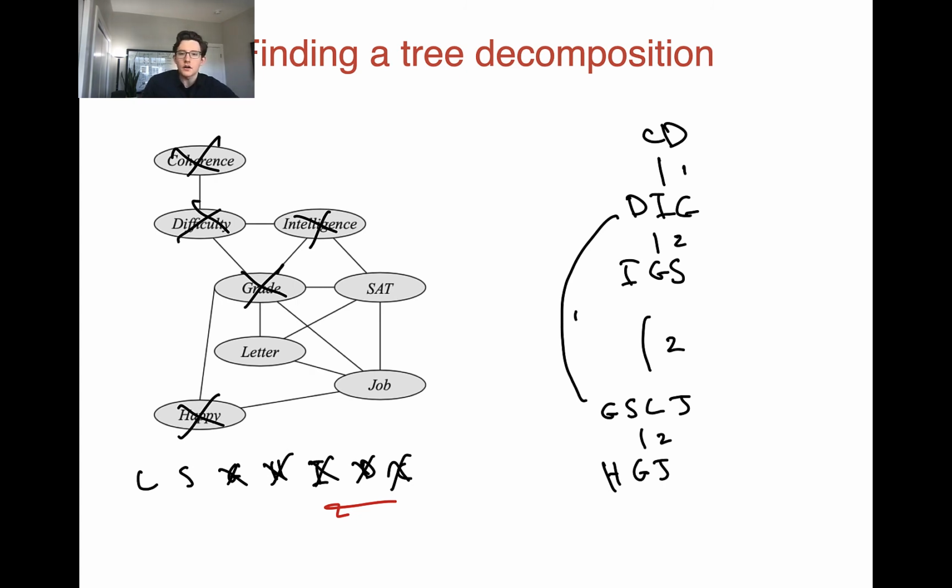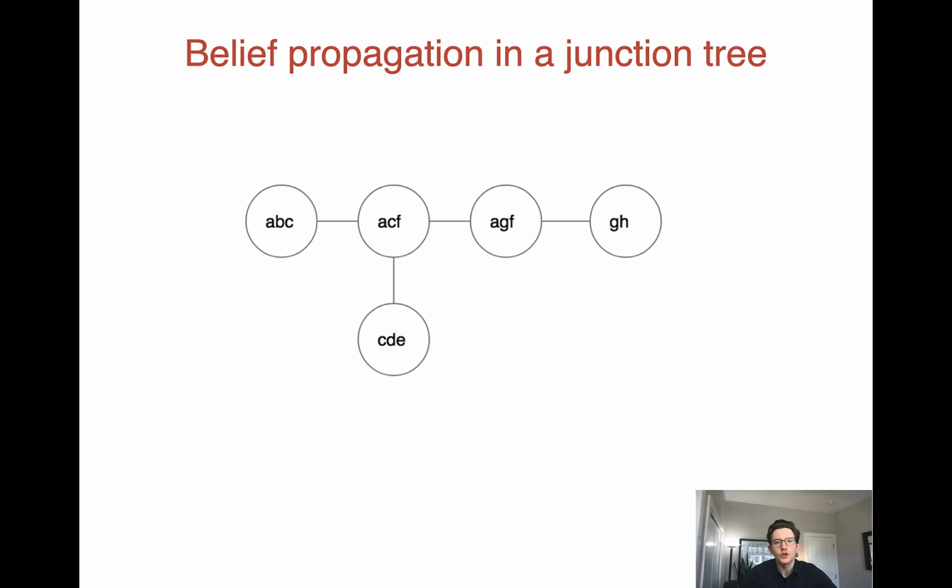We need to get our maximum spanning tree. Pretty clear that we want to get rid of that edge, so we end up with this tree decomposition. Hopefully that's the same thing that you got. So we went to all that work to define a junction tree. Now, what good does it do us for inference?